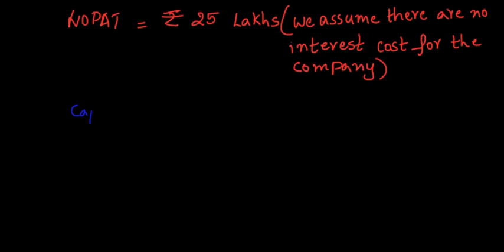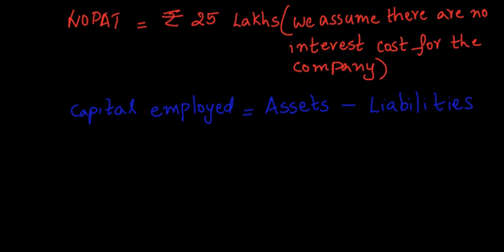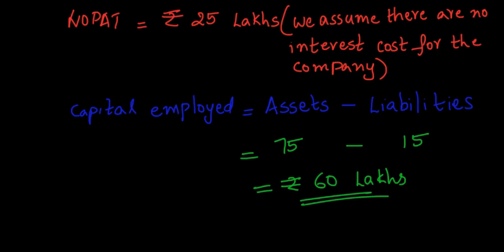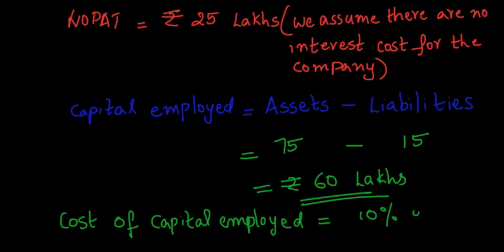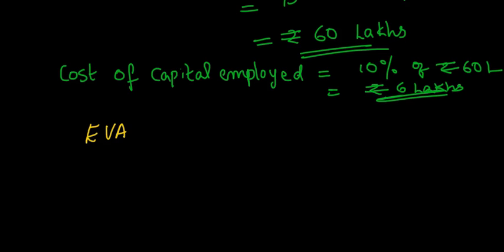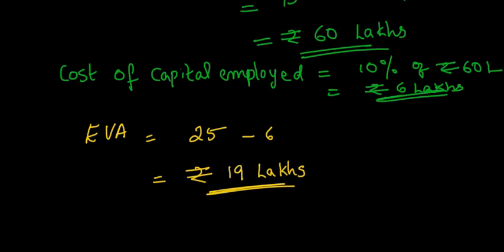We are given average values of assets and liabilities, which would help us to find out capital employed since capital employed is equal to assets minus liabilities. Hence, capital employed is equal to 75 lakhs minus 15 lakhs, which turns out to be rupees 60 lakhs. Weighted average cost of capital of this company is given in the question as 10%, which helps us to find the cost of capital employed. Weighted average cost of capital is 10% of 60 lakhs, which is rupees 6 lakhs. Hence, economic value added is 25 lakhs minus 6 lakhs, which gives the answer as rupees 19 lakhs.